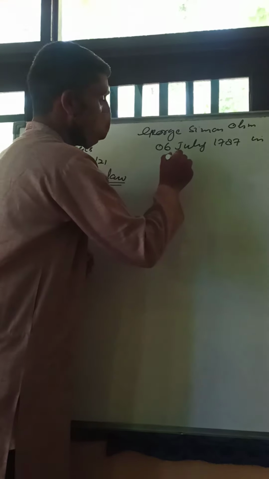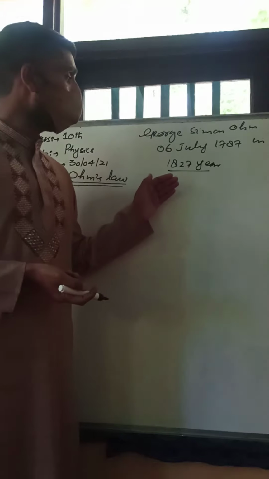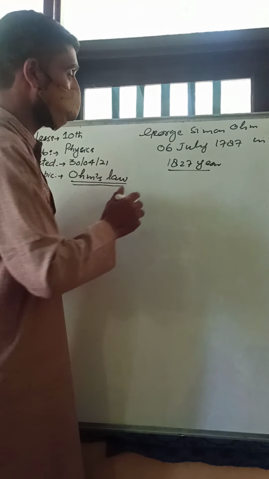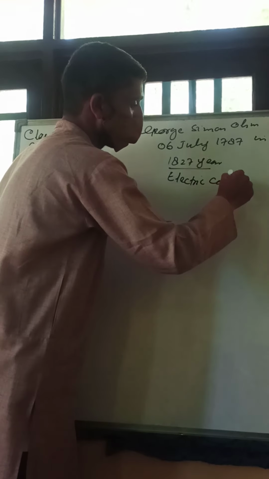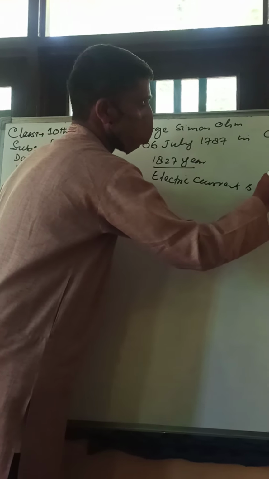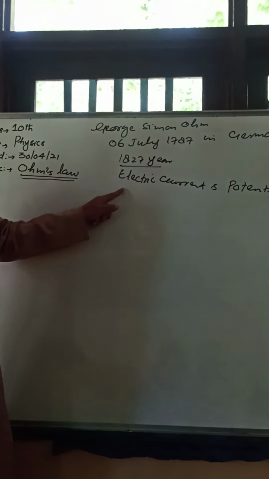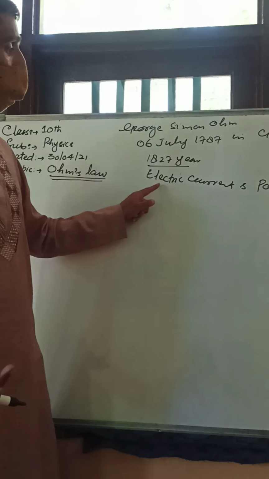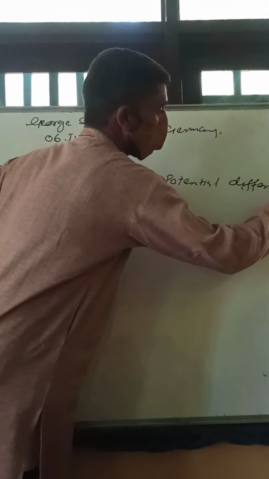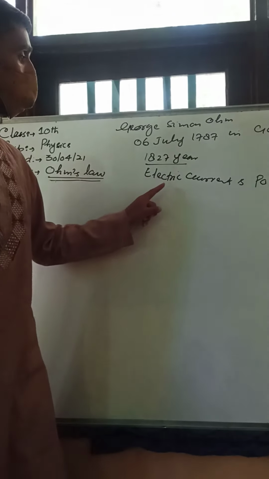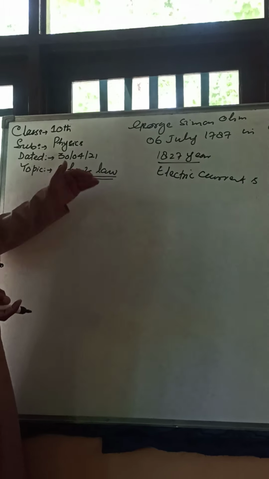In the year 1827, Ohm started studying the relationship between electric current and potential difference, and he made a relation between these two things, electric current and potential difference. And this law became famous as Ohm's law.